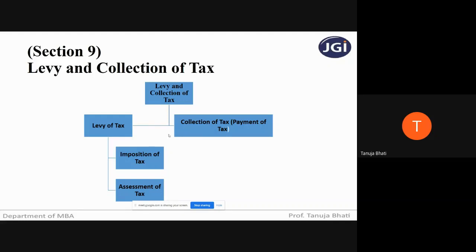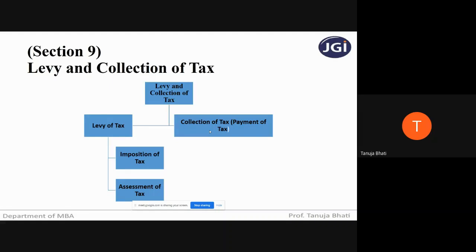So at the time of levy, collection of tax does not take place. That means as and when the supplier is collecting the tax amount from the customer, immediately he will not make the payment of that tax to the government. He will make the payment of the tax later on.